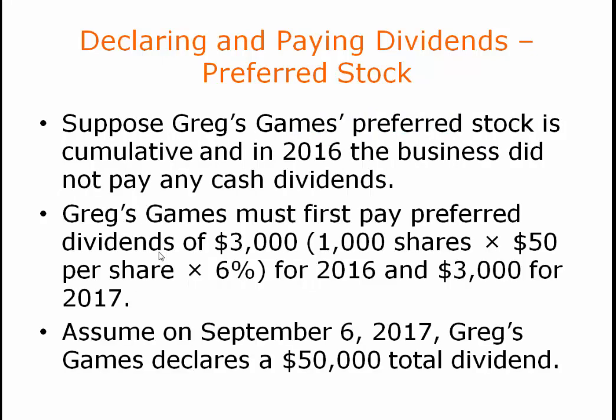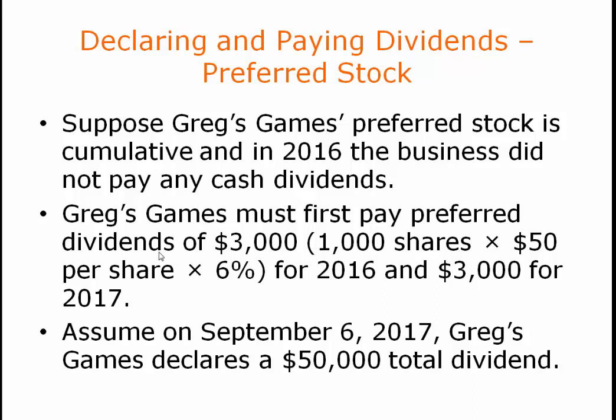And so we look at this. It says, suppose Greg's Games preferred stock is cumulative. That means that they have to get paid for prior years, or dividends in arrears, that they didn't get paid for. So it says they didn't get any dividends in 2016. And so it says here, Greg's Games must first pay preferred dividends of $3,000 for 2016 and then $3,000 for 2017. And the remaining dividend amount will go to the common shareholders.